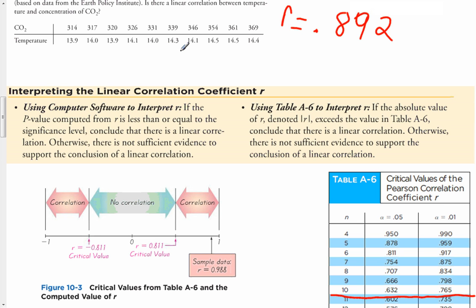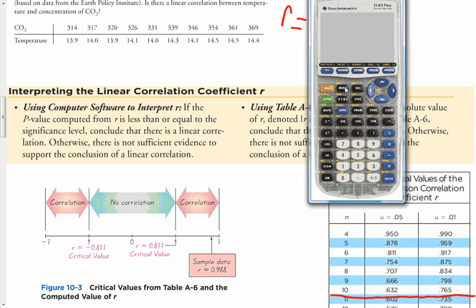Now here's how we'd use software, interpreting R from software. Let's say we don't have table A6 handy, but we do have our TI-83 calculator handy. From the TI-83, when we did that lin-reg test, one of the numbers that was given to us was the p-value. It gave us the value of R down here, and R squared as a matter of fact, but it also gave us the p-value. And here it says if the p-value computed from R is less than or equal to the significance level, conclude that there is a linear correlation. Otherwise, there is not sufficient evidence to support linear correlation.